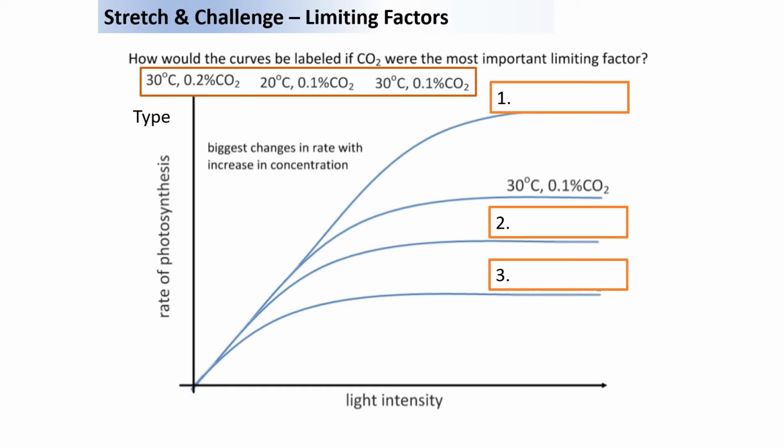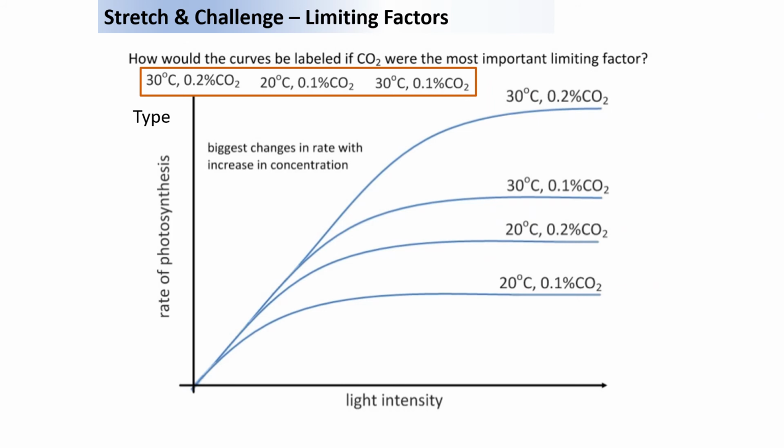The stress and challenge question for you. You can see, how could the curve be labeled if carbon dioxide were the most important limiting factor here. So you have 1, 2, and 3. One of them is given, that is 30 degrees, 0.1% carbon dioxide. Now you're going to use the other two to show the curve.